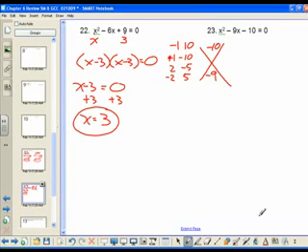Which of these will add up to be negative 9? 1 and negative 10. So I have positive 1, negative 10. So I get x.